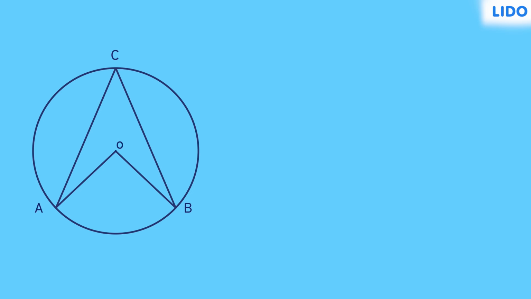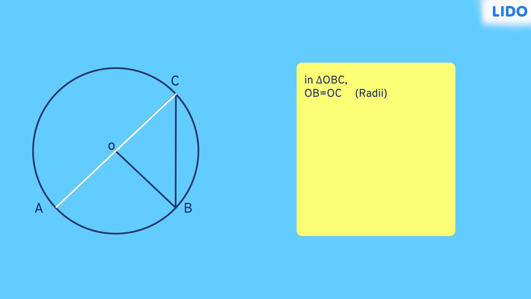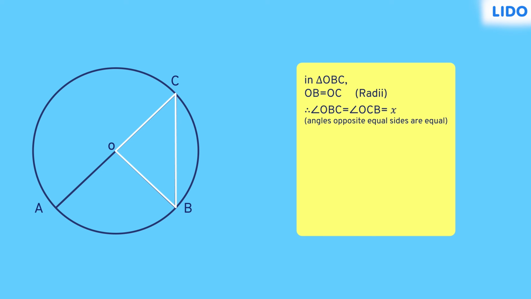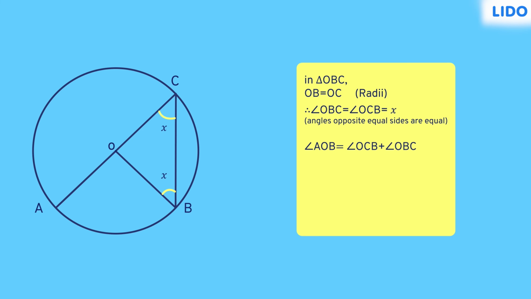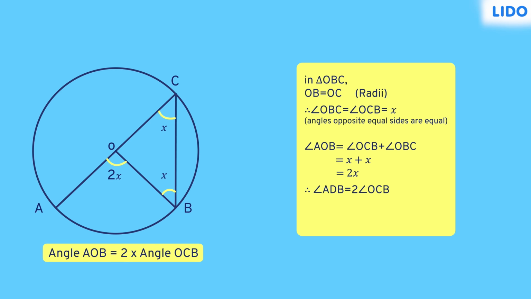Let's look at the figure again. If we move point C like this, such that AOC is a straight line, it becomes much easier. In triangle OCB, OB and OC are equal. So angles OBC and OCB are equal. Let's call them X. Now central angle AOB is the sum of angles OBC and OCB, exterior angle property, which means that angle AOB is 2 times X. Which means angle AOB is 2 times angle OCB, which is 2 times angle ACB.